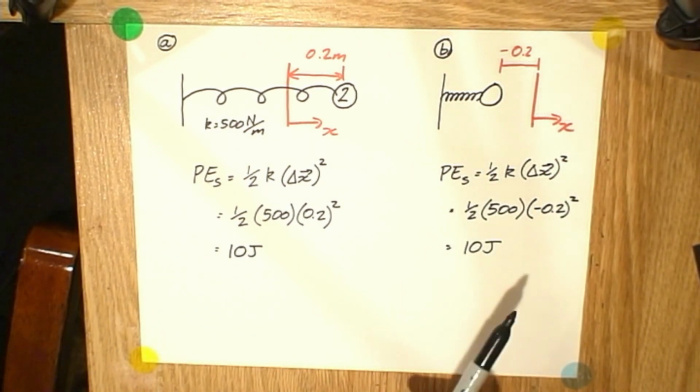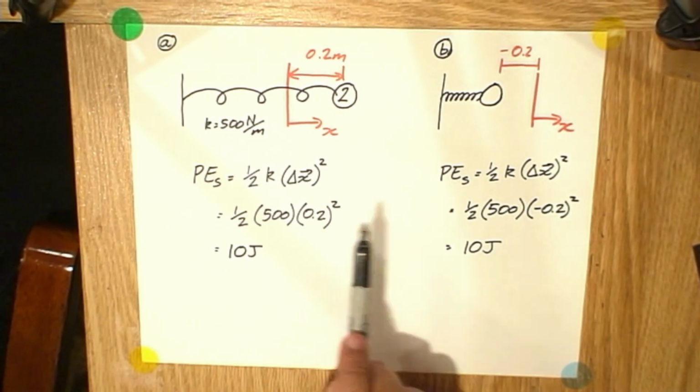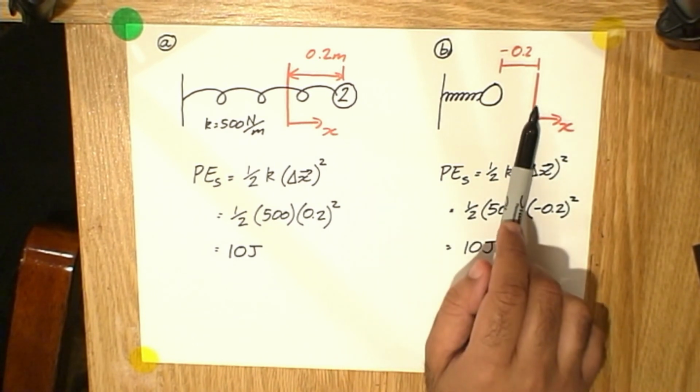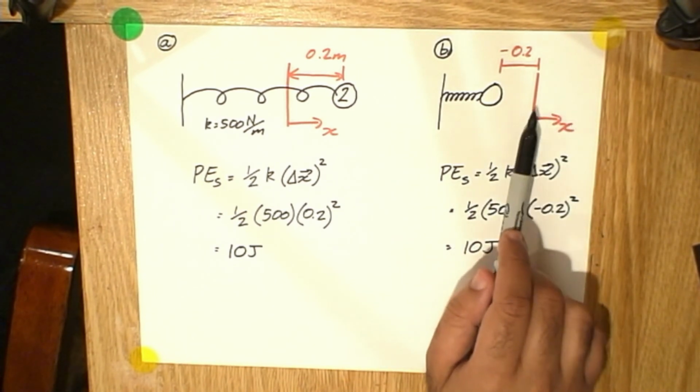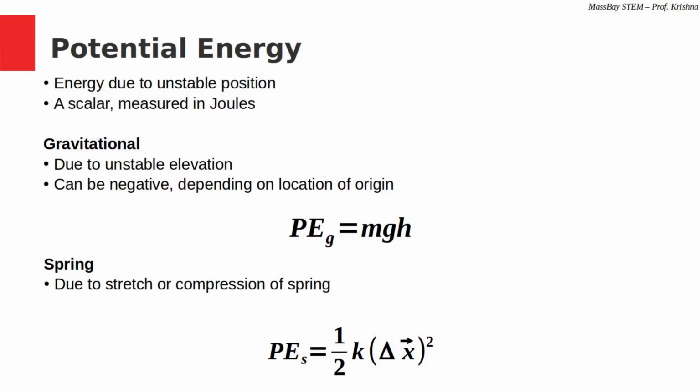And that occurs because the sign gets removed, basically, when you square the deviation from the natural length of the spring. While a stretch has the opposite sign of delta x than a compression, the displacement term gets squared anyway, so the result cannot be negative. Indeed, unlike gravitational potential energy, spring potential energy cannot be negative.